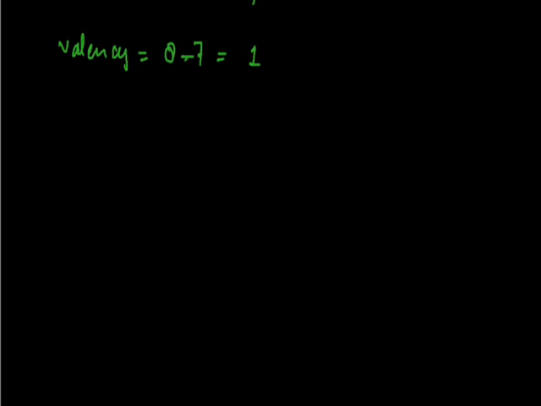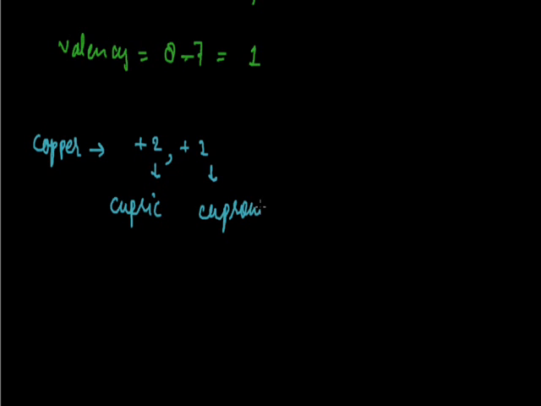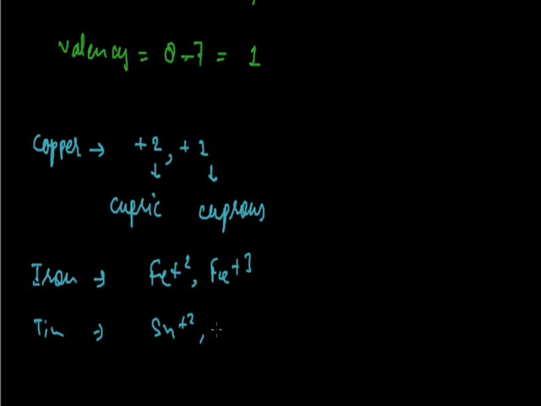But there are some elements which show variable valency. For example, copper shows +2 and +1 compounds. The compounds which have +2 are known as cupric, and which have +1 are known as cuprous. Like that, iron also has two types of valency, Fe+2 and Fe+3. Tin also has two types of valencies, Sn+2, Sn+4, etc.